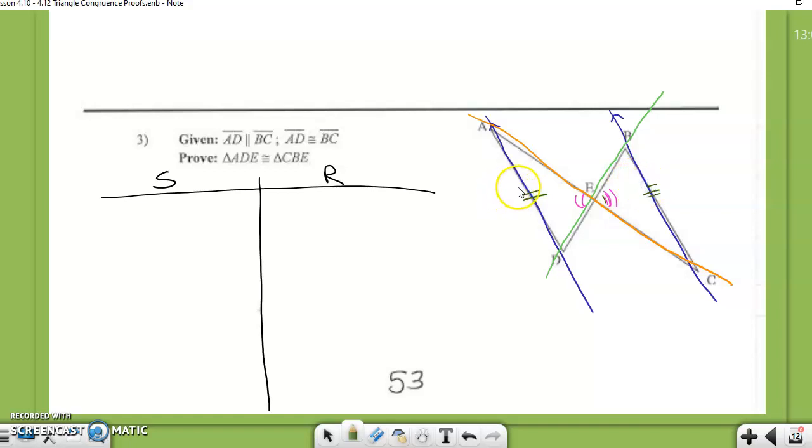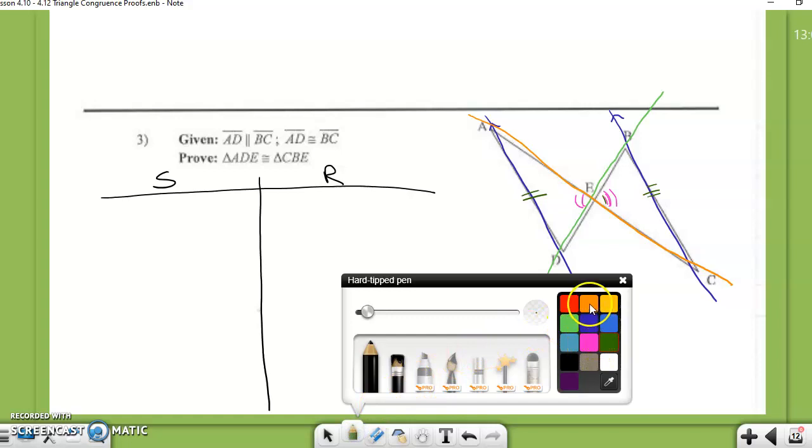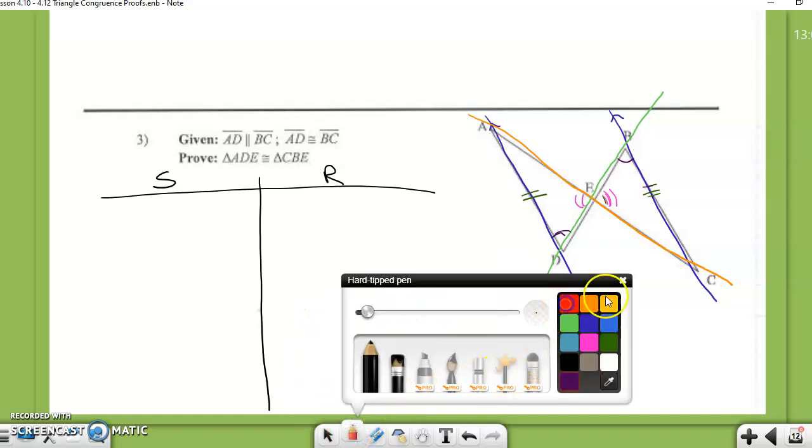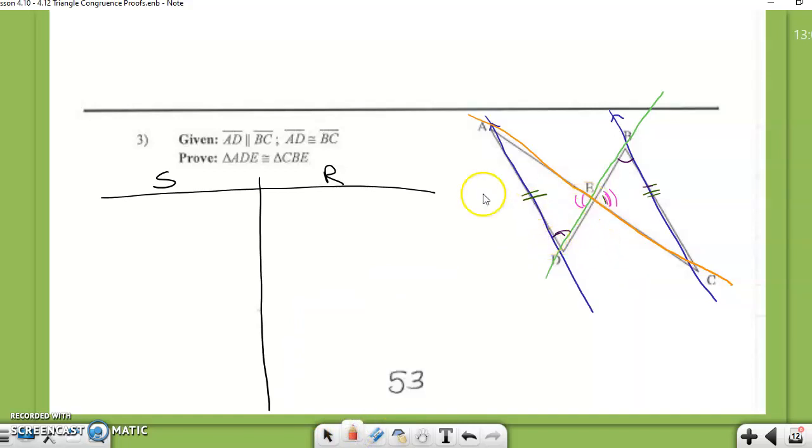But let's see, I've got an angle on this side. If I had this angle right here and this one, I could do angle, angle, side. Oh, I can mark those as congruent angles because those are alternate interior angles. So I can do this one and this one. Look at the colors, and that's from alternate interior angles. Okay, I'm ready to start my proof. So now I'm going to do angle, angle, side.